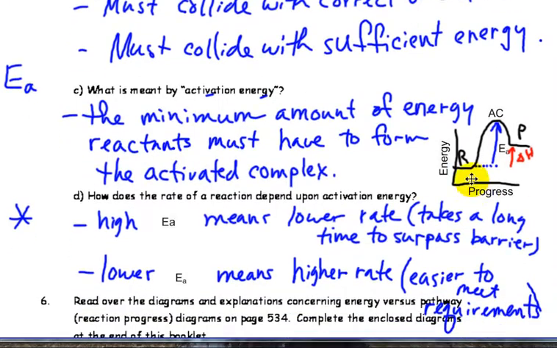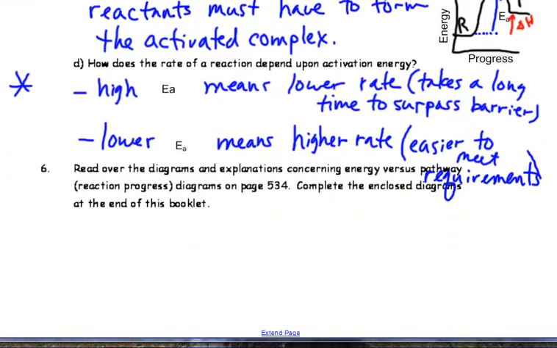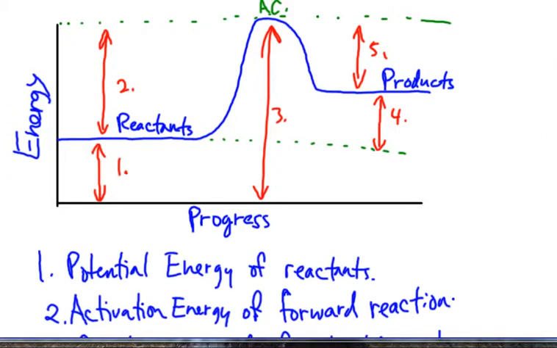You can think of it as a mountain too. If it's a high mountain, that's a lot of energy. If it's a low mountain, it's a low energy. So high activation energy means it's going to be a lower rate because it takes longer to surpass that barrier. Whereas if it's a lower EA, it's going to be a high rate because it's easy to meet the activation energy requirements. Okay? So now looking at some more examples of these curves.